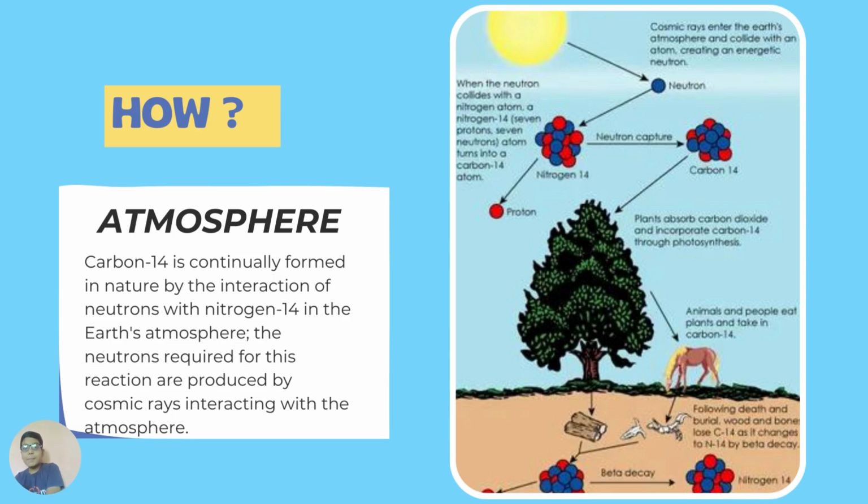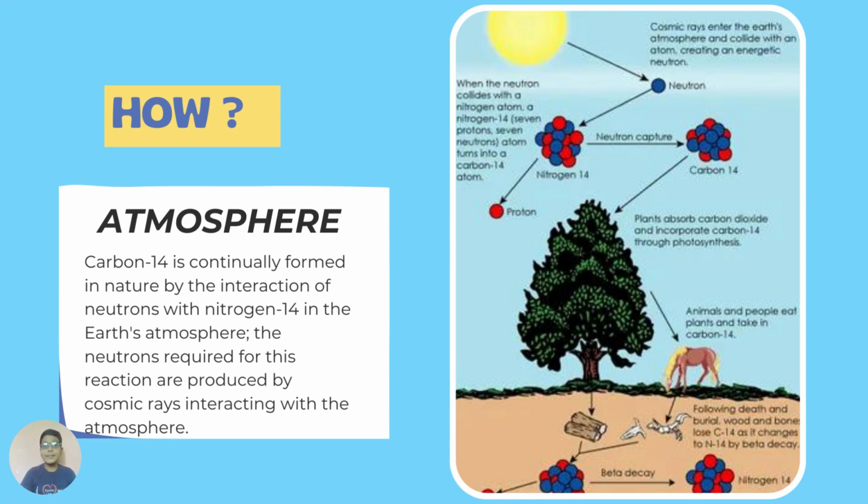Okay, now this carbon 14 is absorbed by the plants. Plants absorb the carbon dioxide and incorporate carbon 14 through photosynthesis. What is the meaning of incorporate carbon 14? It just means that while doing photosynthesis, the plant takes in carbon dioxide, and unknowingly it takes in carbon 14 also through the process of photosynthesis.